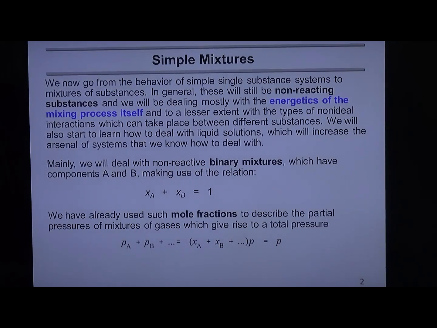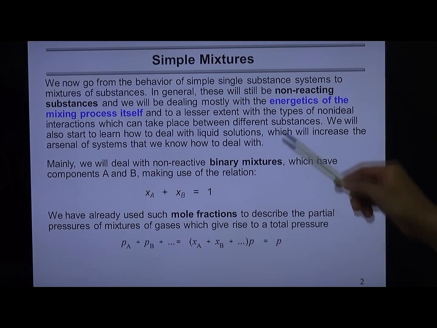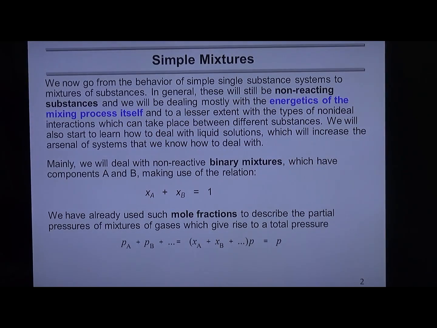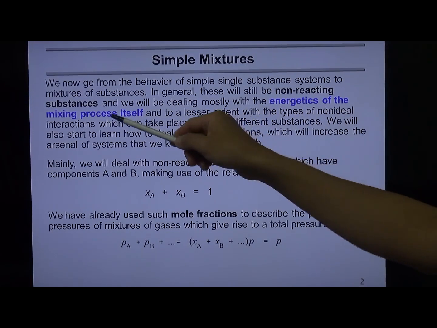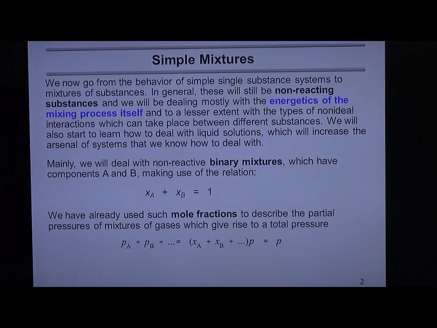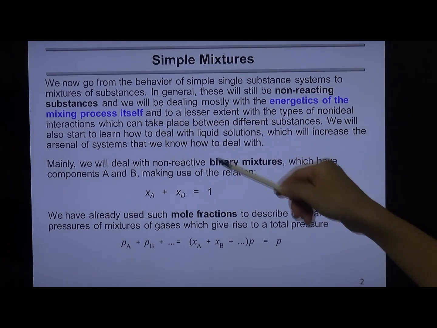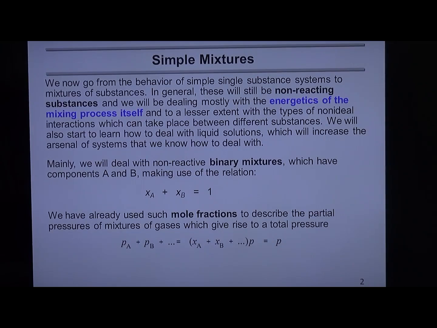Simple mixture. So in chapter 5, we'll only consider very simple mixtures, non-reacting substances, okay? And we'll only consider binary mixtures of two different substances, okay? And we'll deal with energies of the mixing process itself, what kind of thermodynamic properties, enthalpy, entropy, or Gibbs energy, change upon mixing two different non-reacting substances, okay?